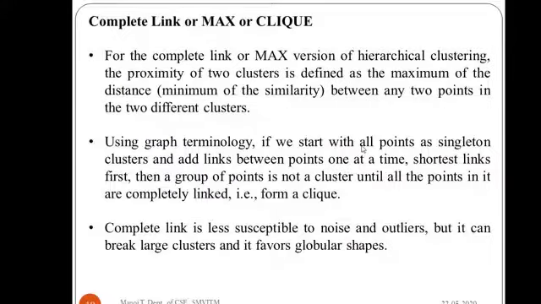Next we will go for complete link, max or clique as we call it. For complete link or max version of hierarchical clustering, the proximity of two clusters is defined as the maximum of the distance, that is the minimum of the similarity between any 2 points in the two different clusters. Using graph terminology, if we start with all points as singleton clusters, add links between points one at a time, shortest links first, then a group of points is not a cluster until the points in it are completely linked, that is, it forms a clique.